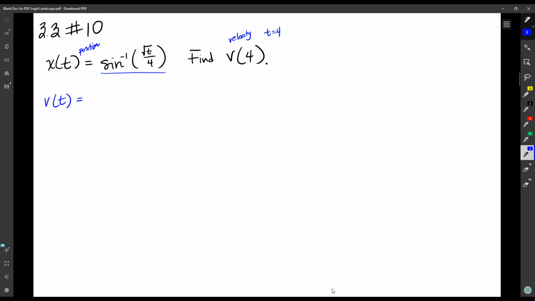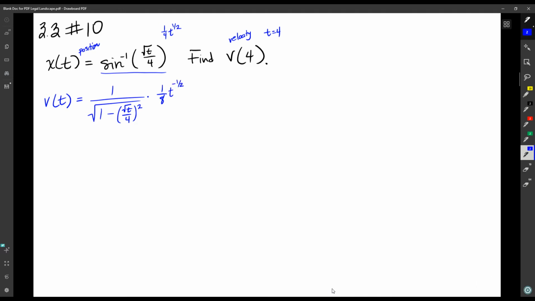So we're going to start with the inverse sine derivative and then get into the chain rule. So we have a 1 over the square root of 1 minus what's inside that inverse sine squared. So we have root t over 4 quantity squared. Then by the chain rule, we need to multiply by the derivative of root t over 4. And you may think of this as 1/4 t to the 1/2. So we're multiplying by a 1/8 t to the negative 1/2.